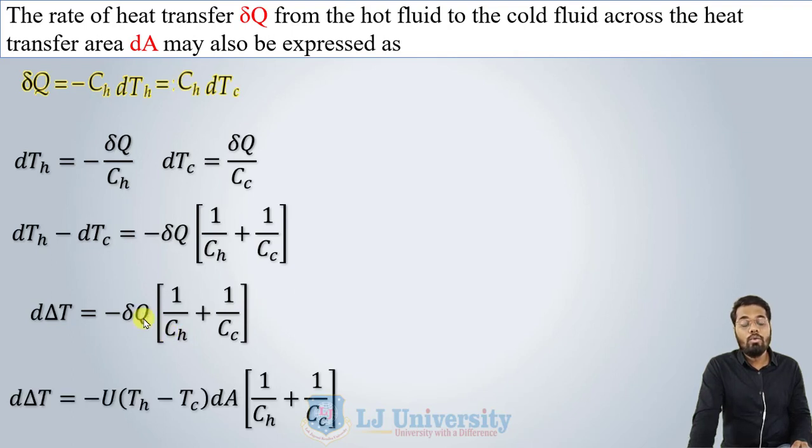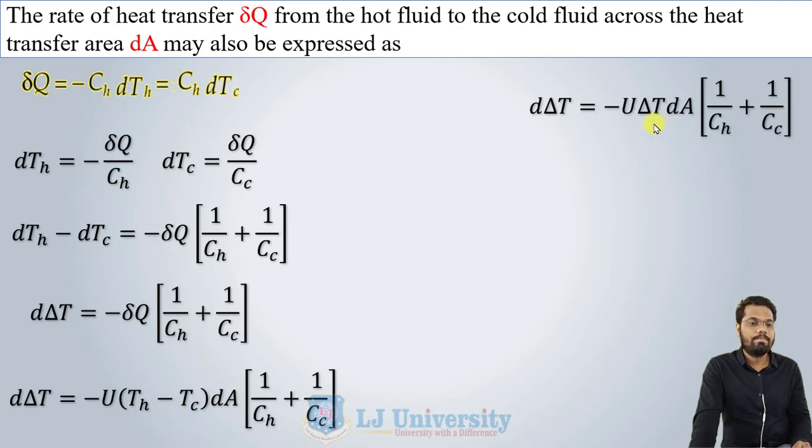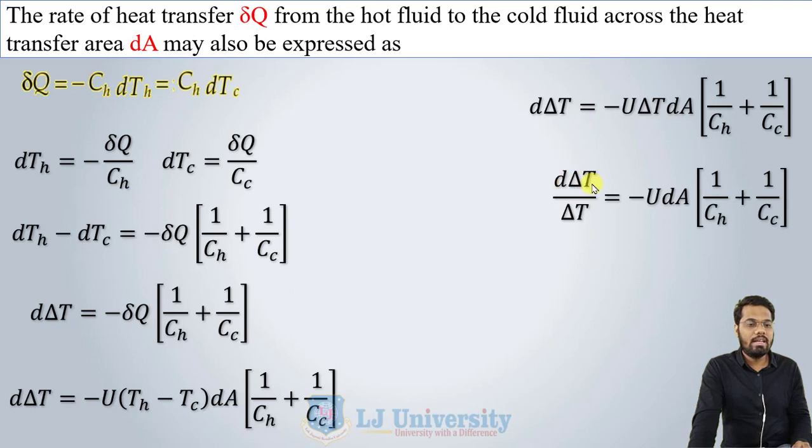Now we know from the first equation that instead of del Q we can write U (TH minus TC) dA. So instead of del Q, we write U times (TH minus TC) into dA. Now this TH minus TC can be written as delta T. Rearranging this equation, we get d delta T divided by delta T is equal to minus U dA (1 upon CH plus 1 upon CC).